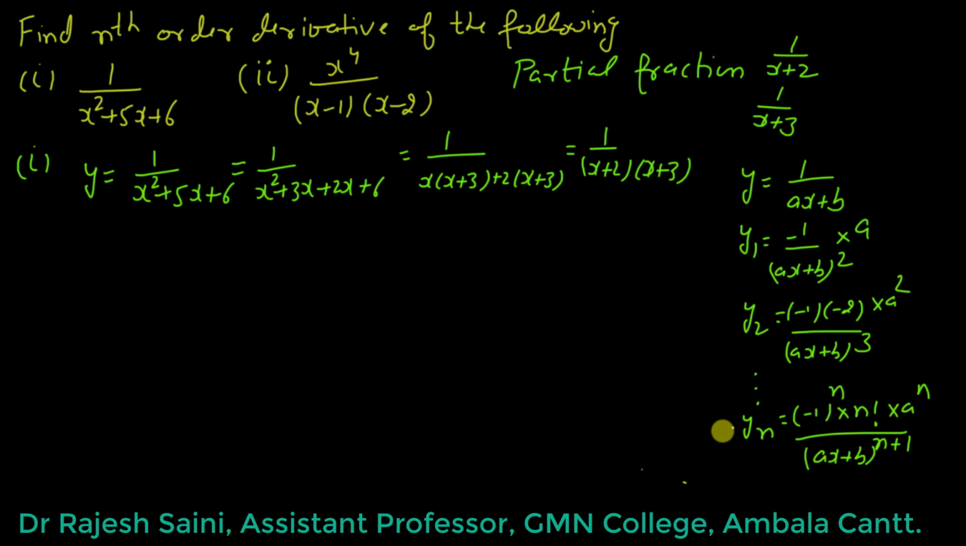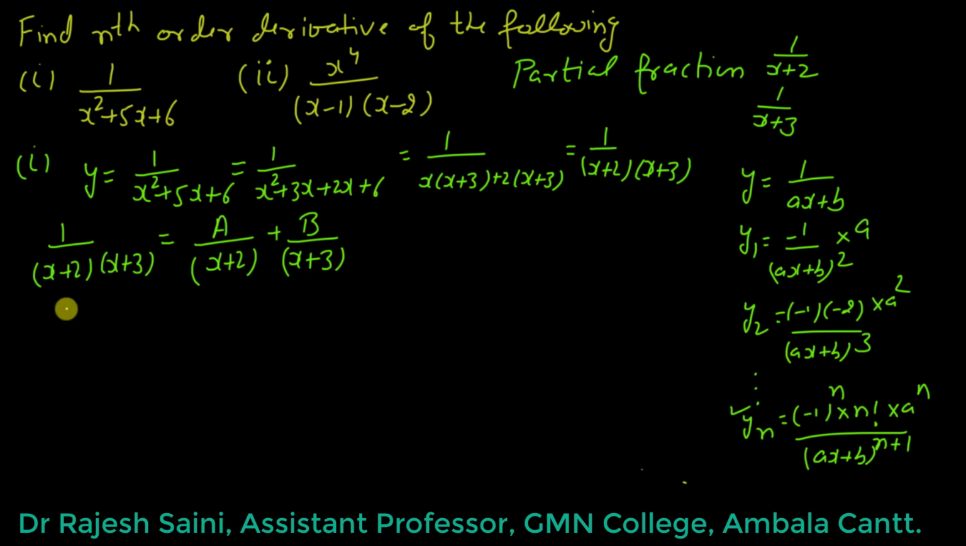So this is the nth order derivative of this one, but here is neither 1 by x plus 2 nor 1 by x plus 3. This is the product of x plus 2 and x plus 3 in the denominator, but with the help of partial fraction I can separate them as 1 by x plus 2 or 1 by x plus 3. So I will be using partial fraction and will partial fract this thing. So this is a by x plus 2 plus b by x plus 3.